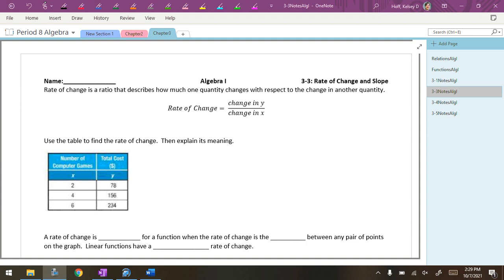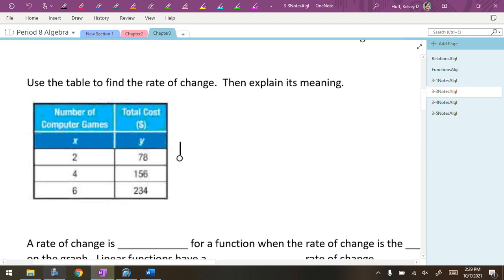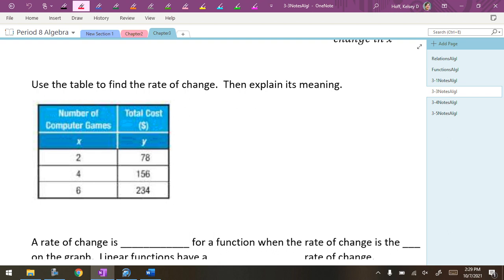Can you tell where people screw this up? Yes, it is change in y over change in x. People look at a table like this one. It says use the table to find the rate of change and then explain its meaning. And a table is pretty easy. I always tell people, do your swoops.